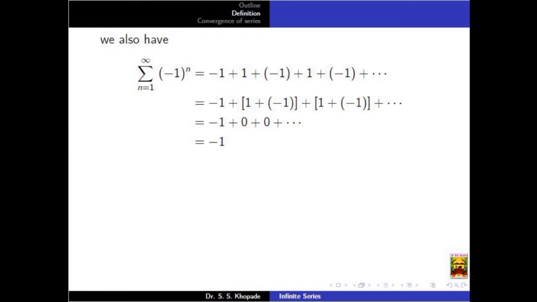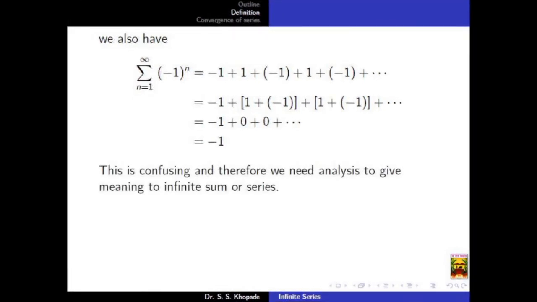Fourth and fifth terms are clubbed together, which again contains 1 and -1. So after the second group, we again start getting zeros. So -1 plus zeros will give us -1. So in the first case it gives the answer 0, whereas in the second case it gives the answer 1. So the question arises, what is the exact answer of this summation? This is very confusing.